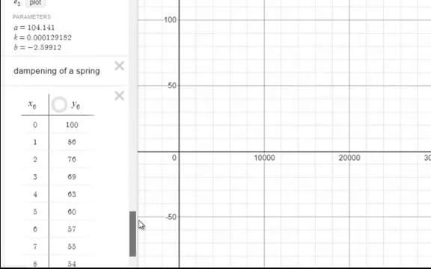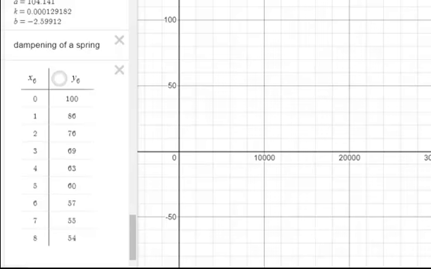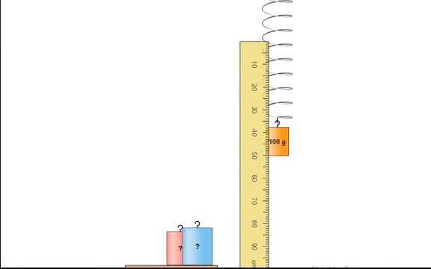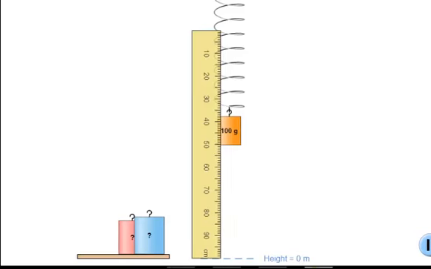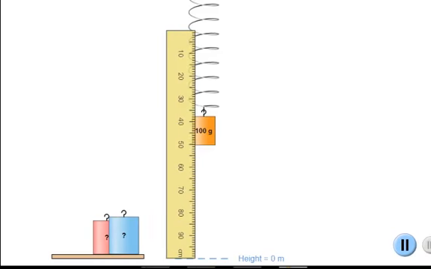So this is damping of a spring, already recorded data, and let me show you that. This is from a free software available on the internet called PhET, which stands for Physics Educational Technologies. And I'm going to just start a spring here.